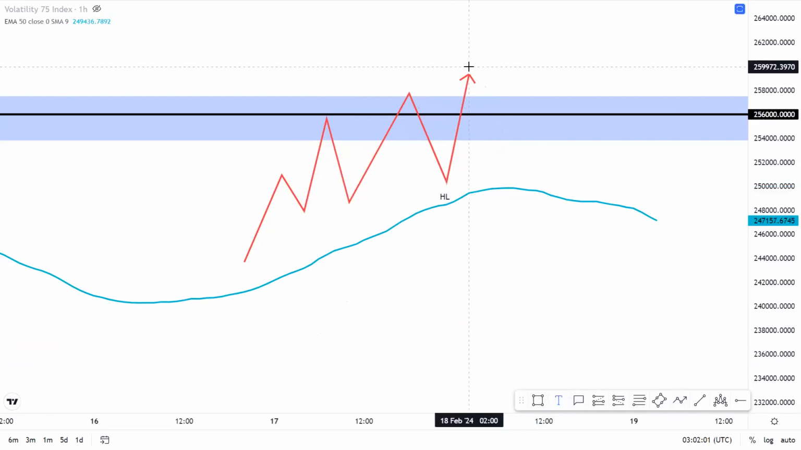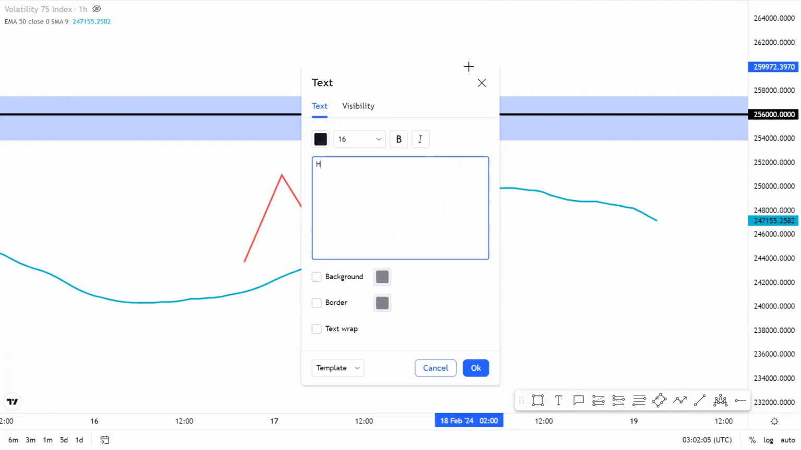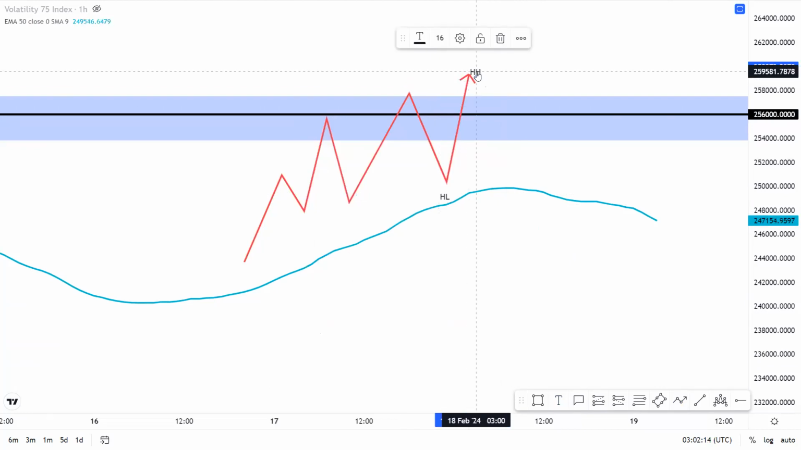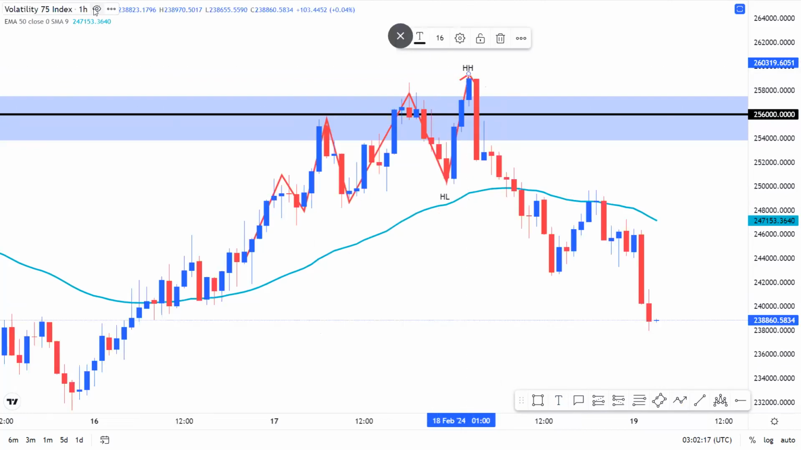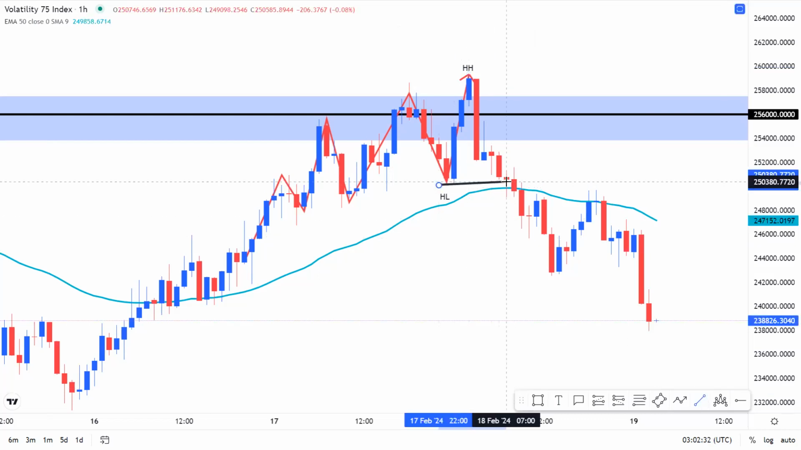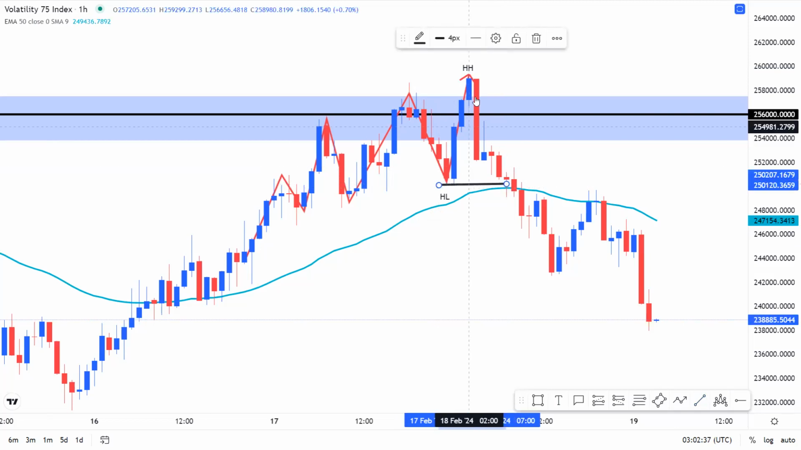That led to the highest point price had traded into from the lower time frame. And then we had a nice sell-off from the level, clearly taking out this higher low level, shifting the market structure on the hourly time frame from bullish now to bearish.